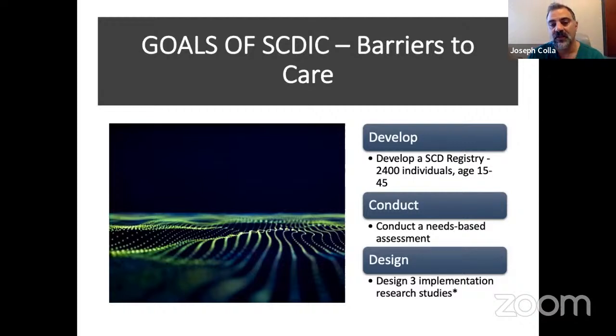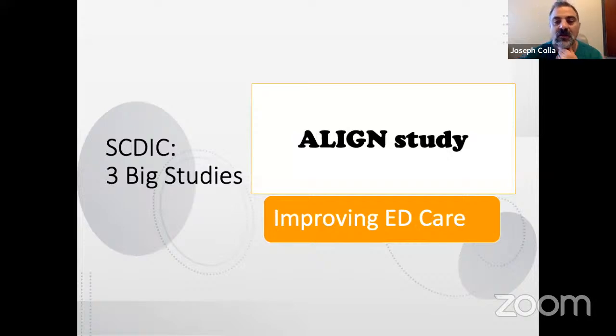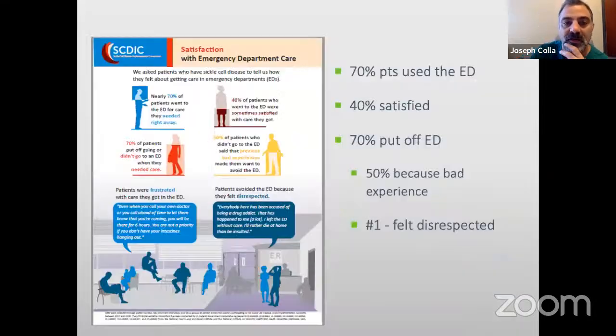And to do so, they first wanted to develop a registry, which I think somebody's going to talk about. And then they conducted needs-based assessments with all of our implementation scientists, and then designed 3 really cool studies. And you'll hear about some of these: redesigning outpatient care, addressing unaffiliated sickle cell patients, and, near and dear to my heart, improving ED care.